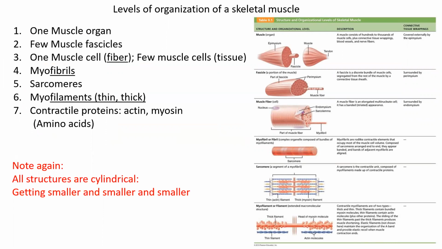I'm not going to go over every single word, but just remind you that please make sure that you understand and know the levels of organization of the skeletal muscle. On this particular slide, I went from the macroscopic, largest part, which is the muscle organ itself, let's say biceps brachii, and I went all the way to the molecular level, to chemistry, all the way until amino acids. Okay, so make sure that you know that.